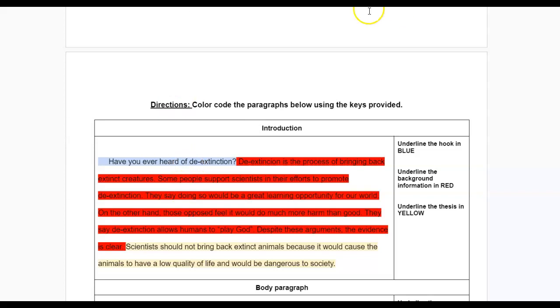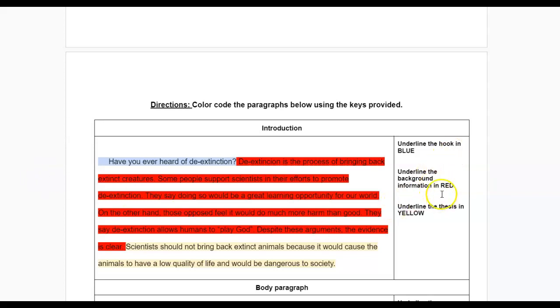The first paragraph I want to talk about with you is the introduction paragraph. If you look over here in our right-hand column, we know that introduction paragraphs should start with a hook, then they should have some background information, and then they're going to end with a thesis statement. Go ahead and take your blue marker or coloring pencil and underline the first sentence of the text. Have you ever heard of de-extinction? This is an example of a hook. Remember, hooks could be questions, they could be a short story, or a surprising fact. But my favorite type of hook to use is a question because I think it's the easiest.